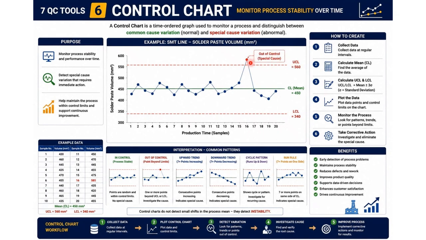Control charts also help identify abnormal patterns, such as trends, cycles, or multiple points on one side of the center line, even before defects occur. This tool is widely used in SPC, quality assurance, and manufacturing to reduce variation, maintain process stability, and drive continuous improvement. Remember, a control chart doesn't just detect defects, it helps prevent them by identifying process instability before it impacts product quality.